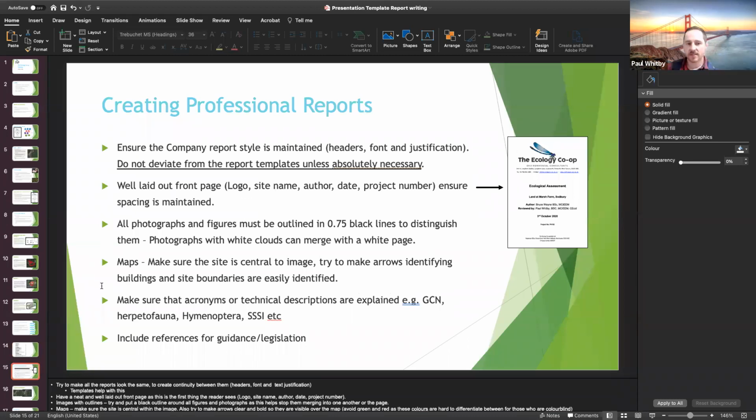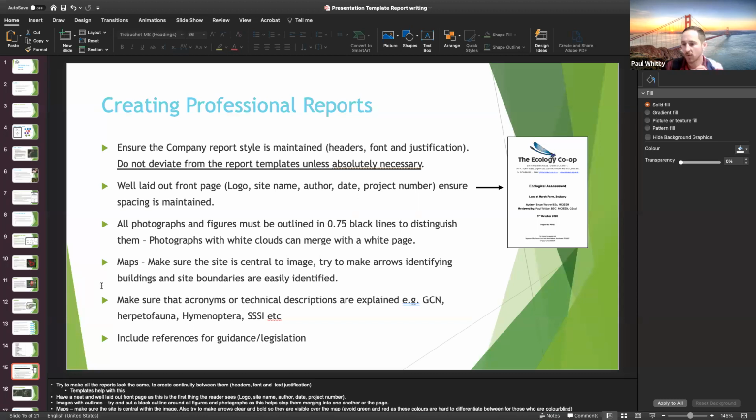So what I've come with here is some tips to creating a report that looks professional. It's going to be really important, if you already work for a consultancy or if you're looking to work for a consultancy in the future, to make sure that you stick true to their report style and that it is maintained throughout. You'll find that the headers, font and the justification, that is, our reports will have justified text, some go for sort of left indent, etc.